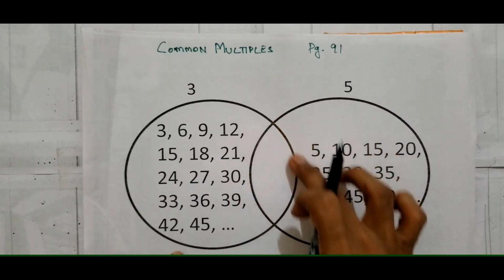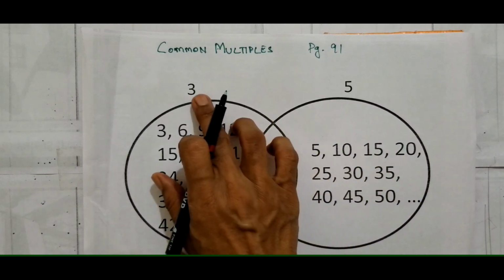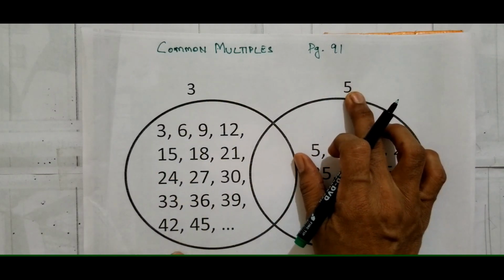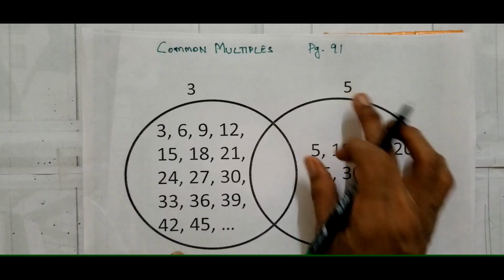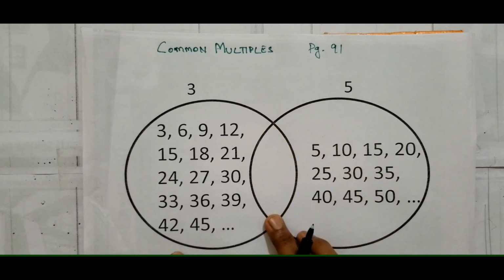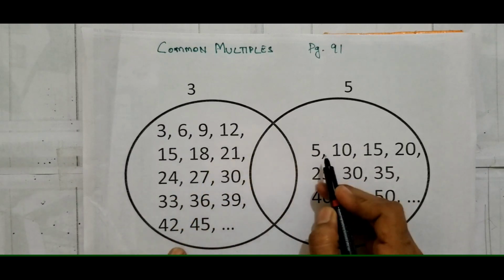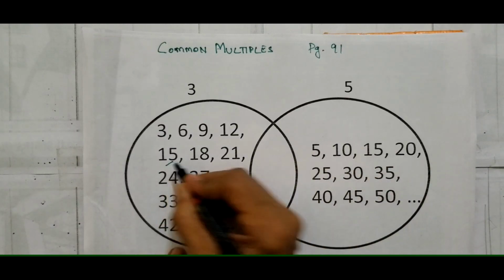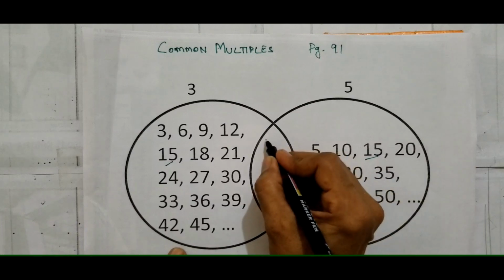This middle portion is common for both 3 and 5. So whatever common multiples we get of 3 and 5, we will be writing it in this portion. This is called intersection. Now let us see the common multiples of 3 and 5. The first common multiple is 15.